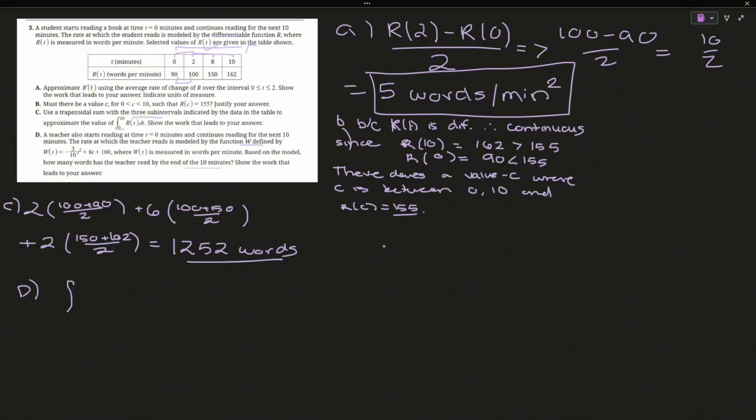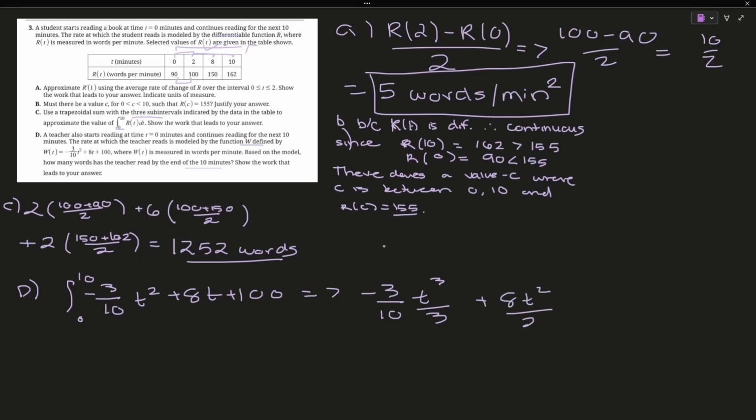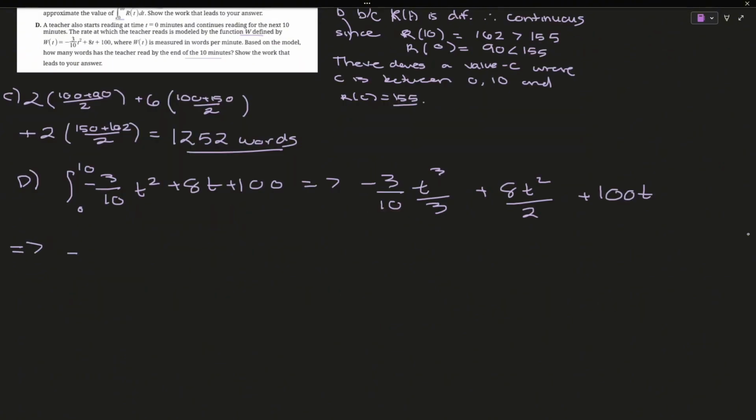So if we integrate w of t, we'll be integrating negative 3 over 10 t squared plus 8t plus 100, and this is over the interval from 0 to 10. We can simply do the power rule for all of these terms. So negative 3 over 10 t cubed divided by 3, plus 8t squared divided by 2, plus 100t. If you simplify all of this, you will get negative 1/10 t cubed plus 4t squared plus 100t. And this is from 0 to 10.